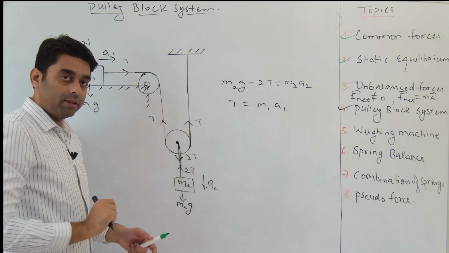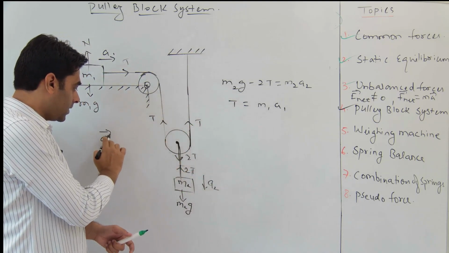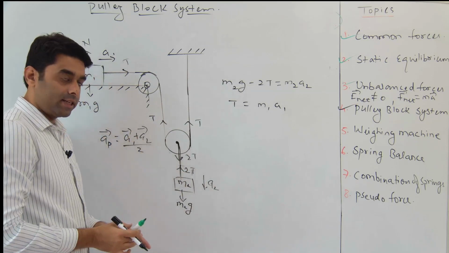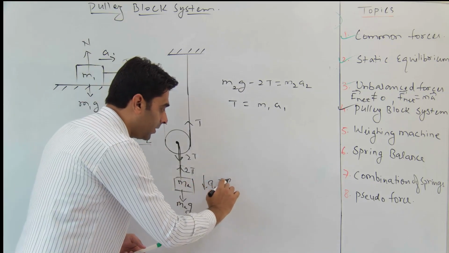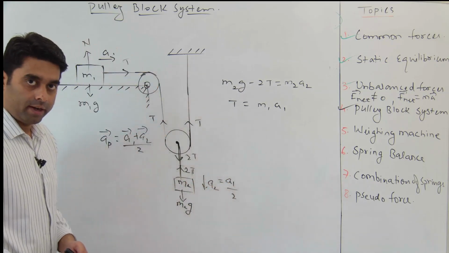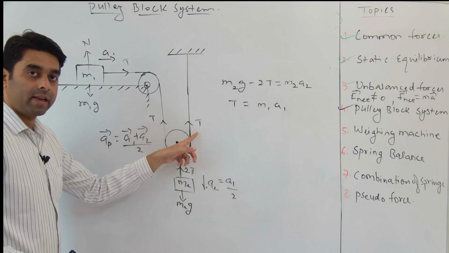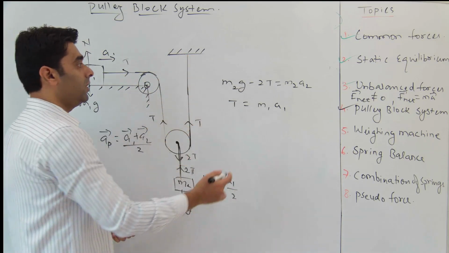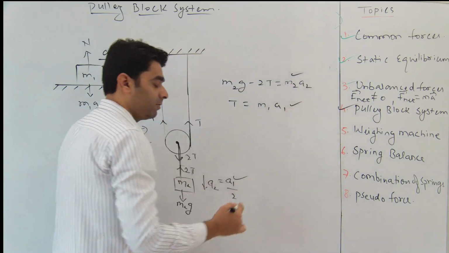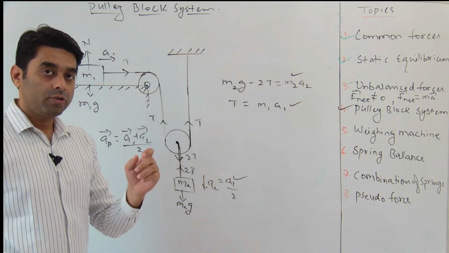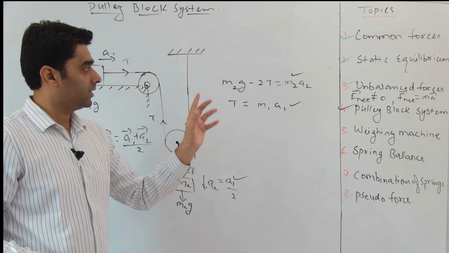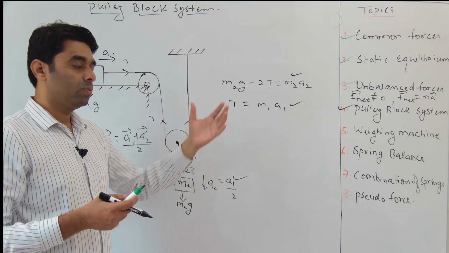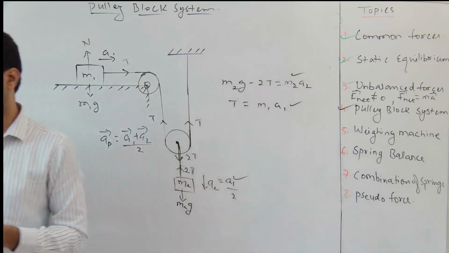So the relation that we get, if we apply AP is equal to A1 plus A2 by 2, this A2 value will come out to be A1 by 2, right? This is A1, this end is having zero acceleration over here. So A2 is A1 by 2. We got the first, second and third equations, three equations and three variables. Using them, we can calculate A1, A2 acceleration and tension, right? So this is all about your pulley block system. Now let us move on to the further topics.